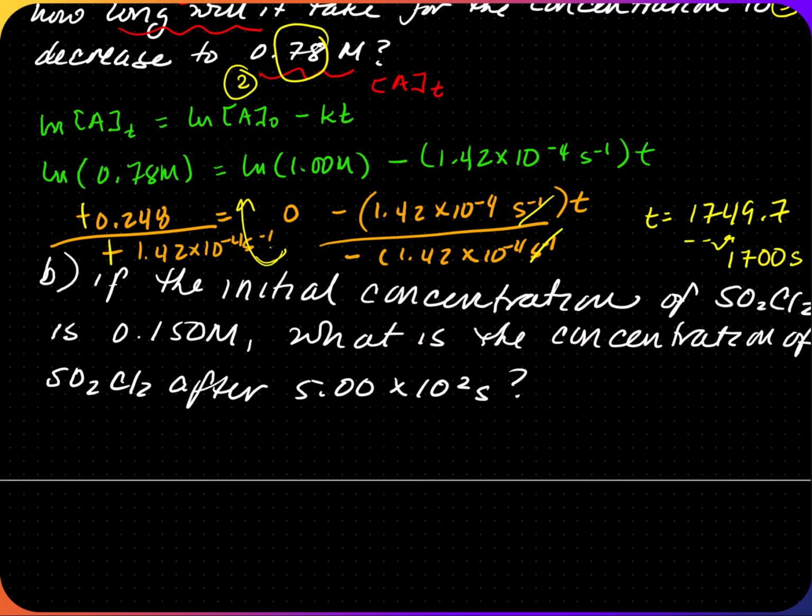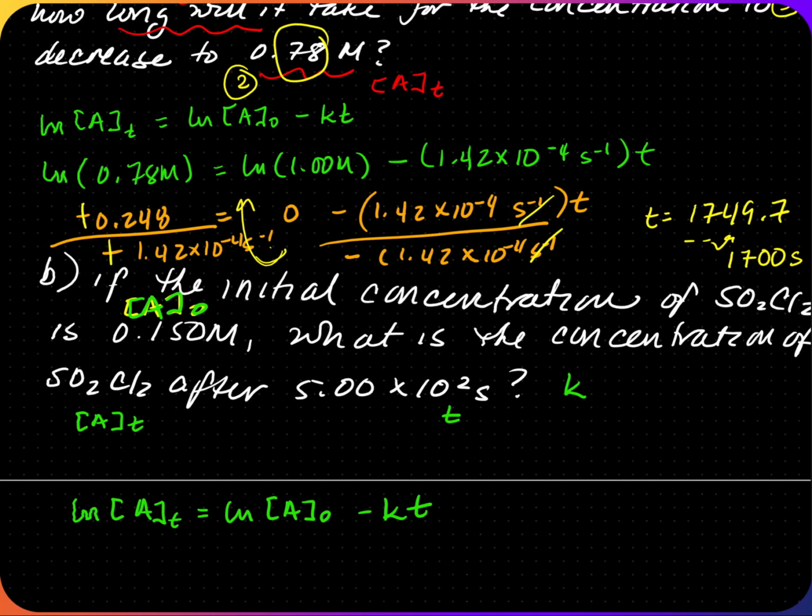B, if the initial concentration of SO2Cl2 is 0.150, that's my initial. What is the concentration of SO2Cl2 after 500 seconds? So this is my time. I already know my k from above. So we are looking for At. The equation is the same because it still has to be a first order, minus kt.